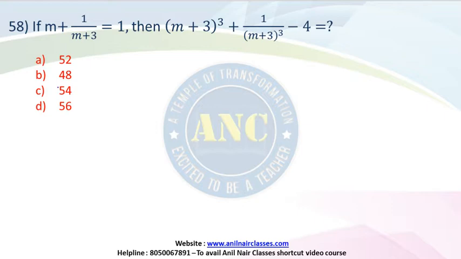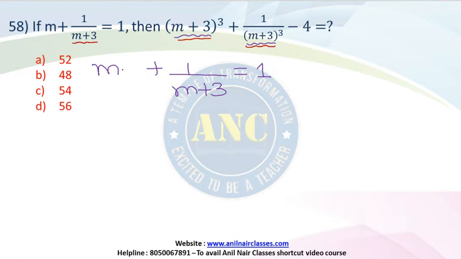Next, question number 58. Now see here. The question says m plus 1 divided by m plus 3 is equal to 1. They are asking you m plus 3 whole cube plus 1 by m plus 3 whole cube minus 4 value. These kind of questions we have already solved, sir. Here it is m plus 3, here also it is m plus 3. Then why not m plus 3 here? Make it here also m plus 3.